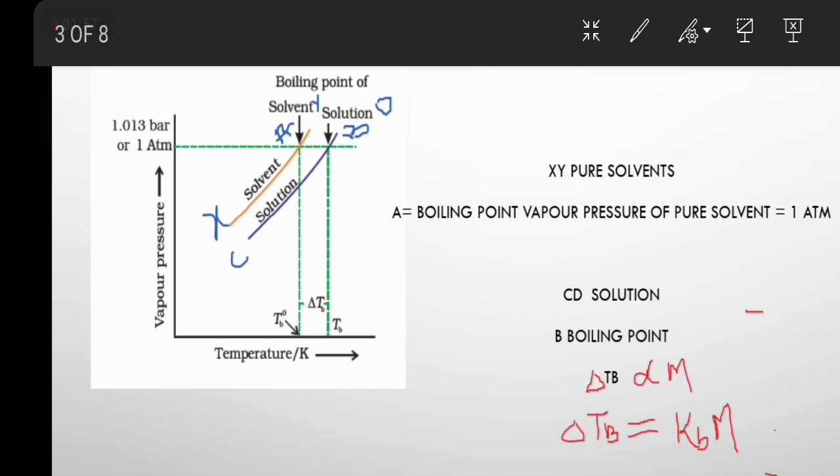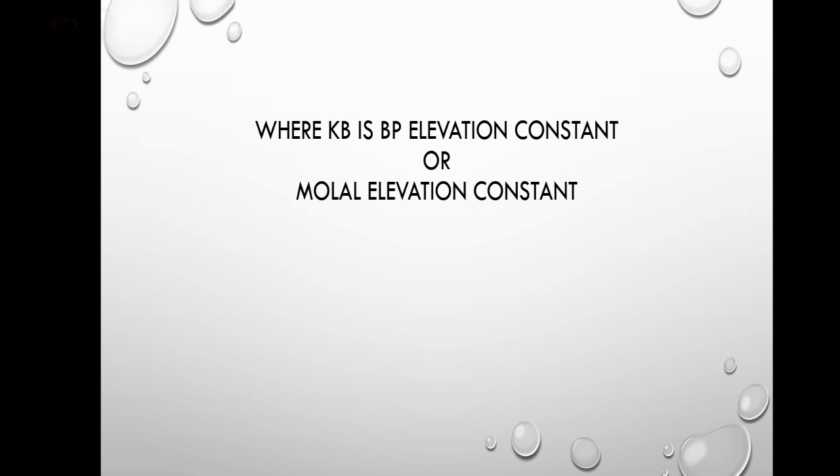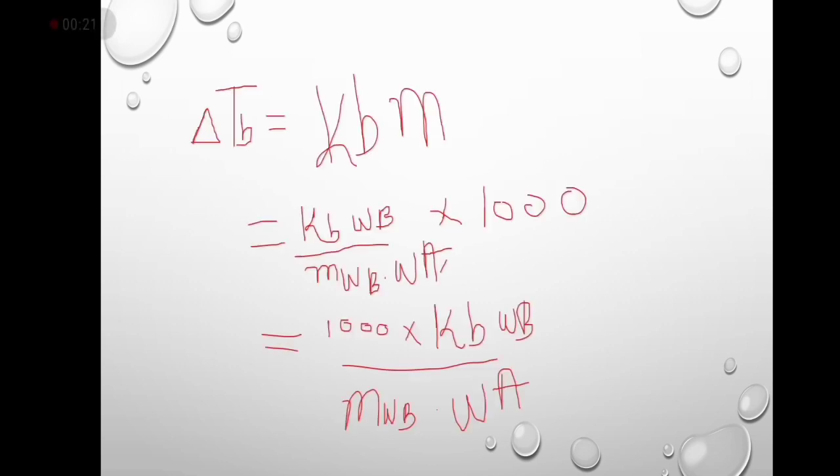Delta TB has been experimentally proved to be directly proportional to the molality, which is the concentration of the solution. Delta TB is directly proportional to the molality, where Kb is the elevation constant or molal elevation constant. So guys, delta TB is equal to Kb into m, and this is a very important derivation. Here Kb is also called the ebullioscopic constant.